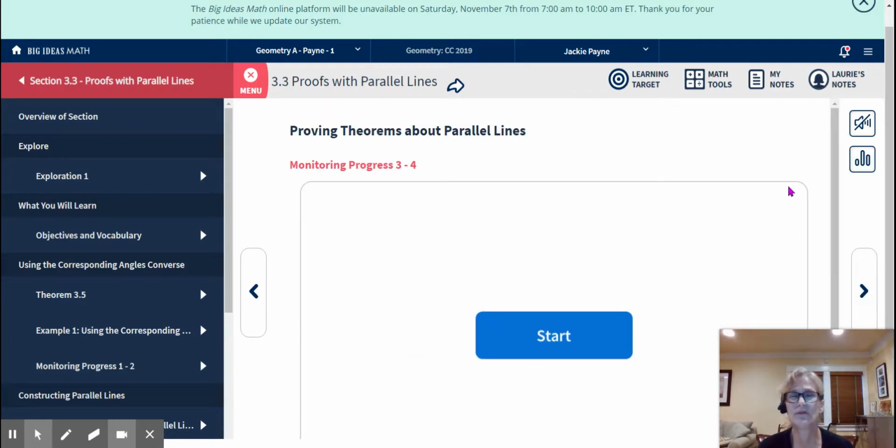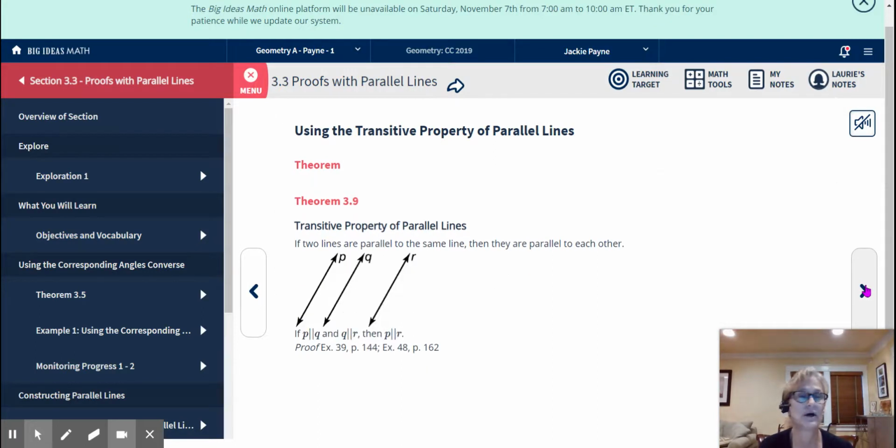And then we have one more theorem to go over. And we'll do this part in class together so I can answer questions and or see your reactions for monitoring progress. There's one more proof, and this has to do with transitive property of parallel lines. So if you know that 2 lines are parallel to the same line, then they must be parallel to each other. And this makes sense.